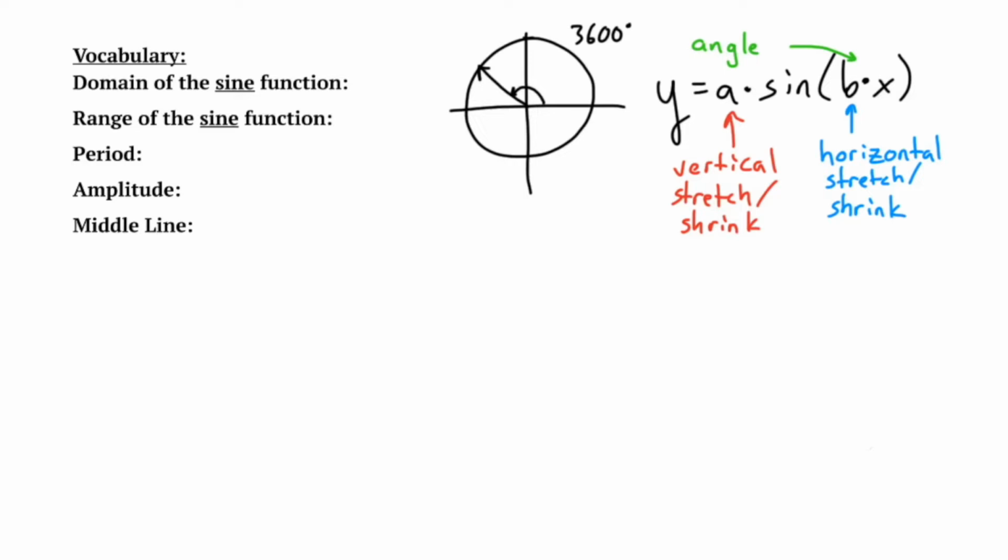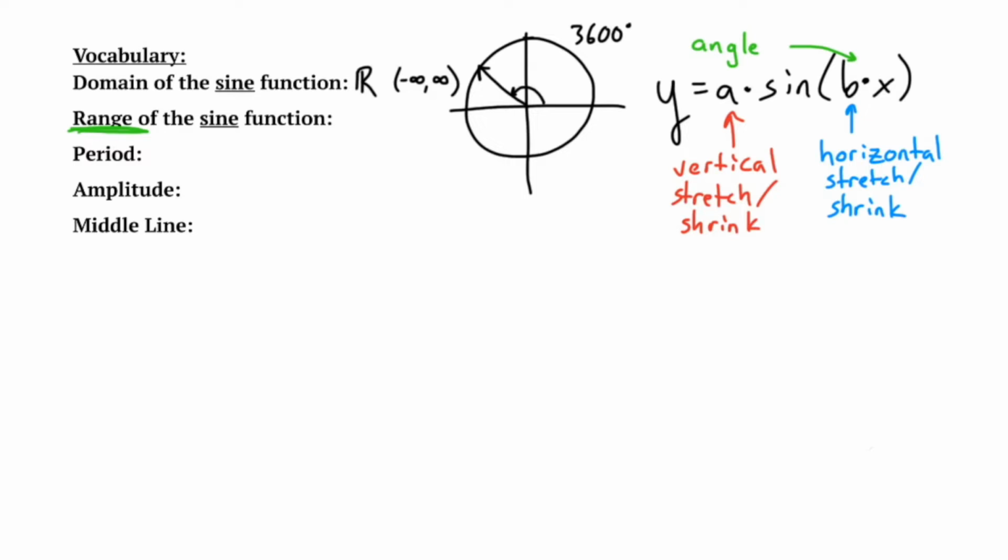So these angles that we're plugging in for the domain, they can keep getting bigger and bigger in the positive direction, or we could go backwards and they could also keep getting bigger and bigger in the negative direction. So we can plug in any positive or negative value for the domain. So it's all real numbers. And you've probably seen that written with the all real numbers symbol, or if you use interval notation, it would be negative infinity to positive infinity.